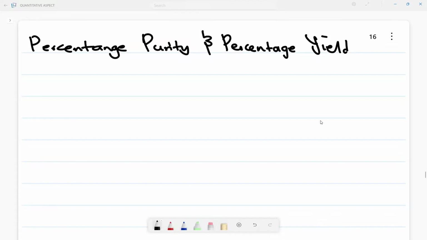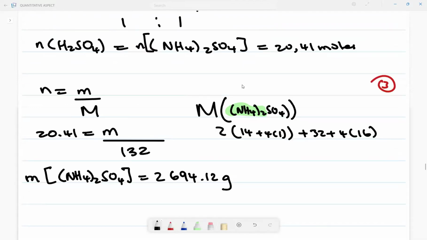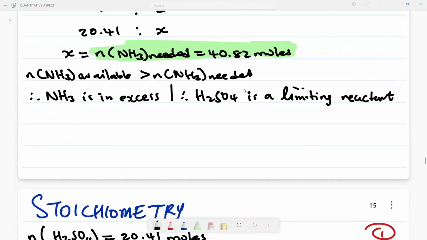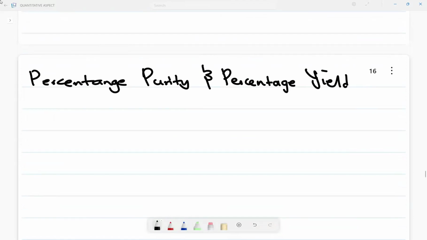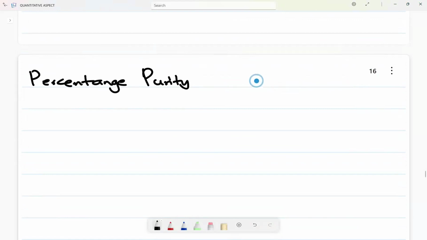So, as promised from the previous video, in this video we're going to be looking at percentage purity as well as percentage yield. Now, I need you to remember all the steps for limiting reagent because we're going to continue where we left off. All right, let's look first at percentage purity. We will look at percentage yield. So, what exactly is percentage purity?